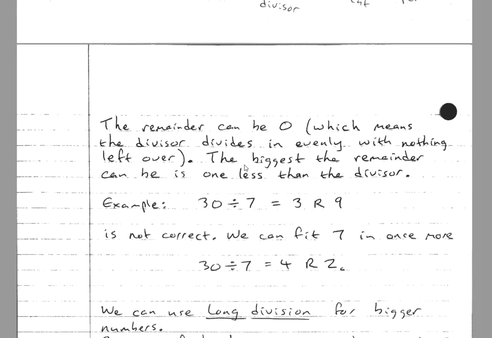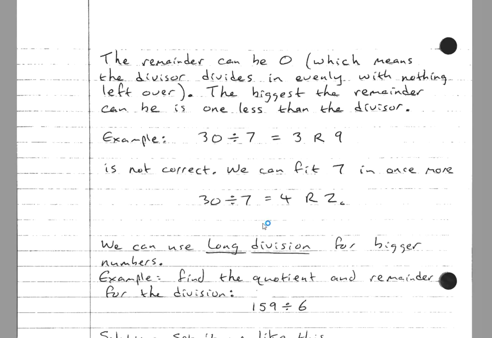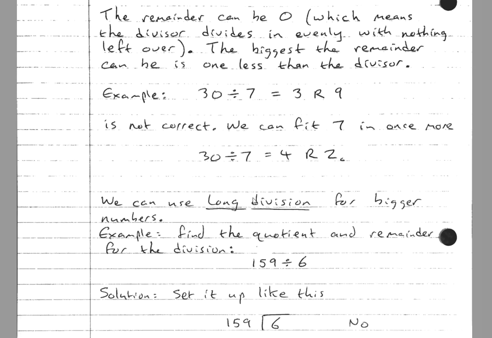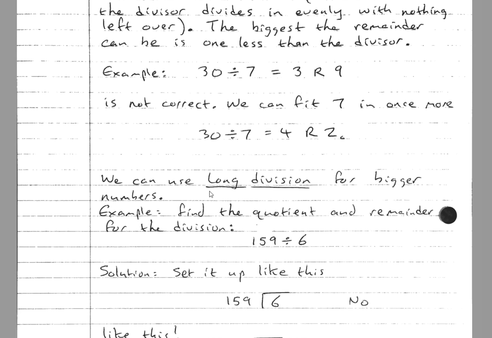Okay, so I hope that's making sense. So just remember, for division, it's all about fitting in. How many times does the divisor fit? Okay, for bigger numbers, we can use long division. So let's look at this example. Find the quotient and remainder for the division 159 divided by 6.